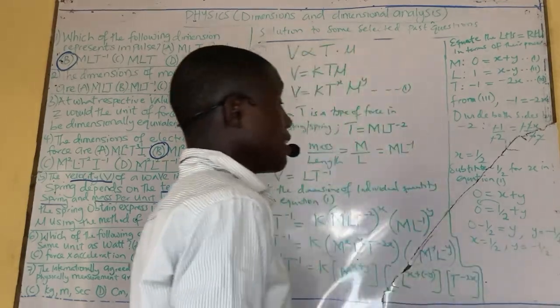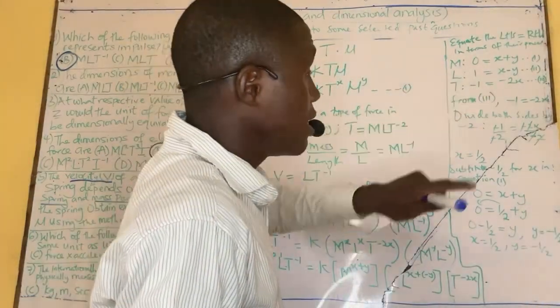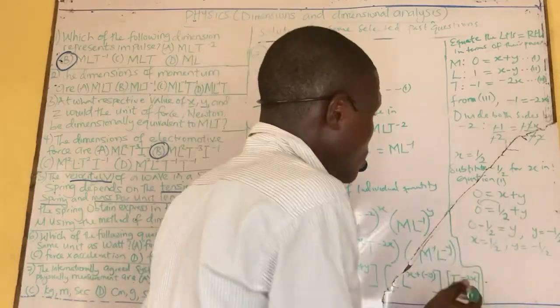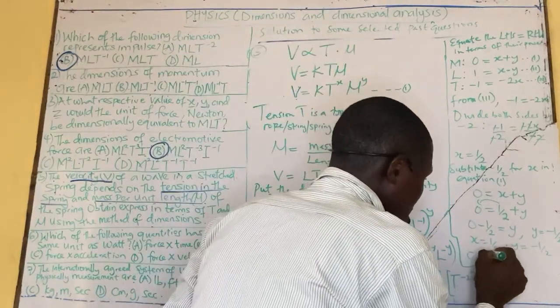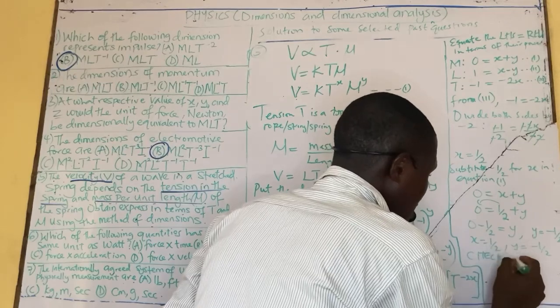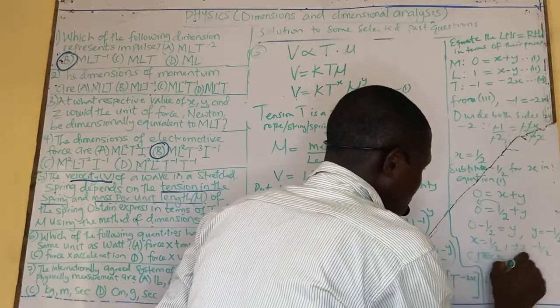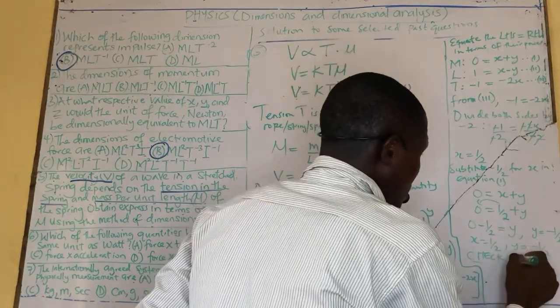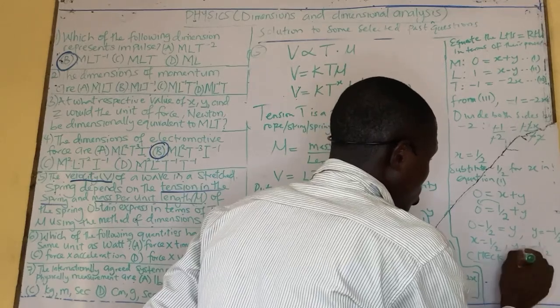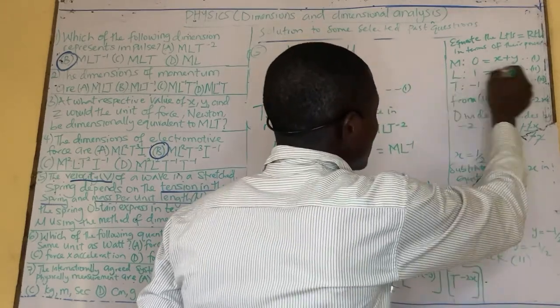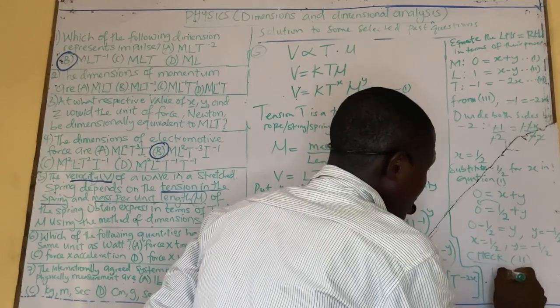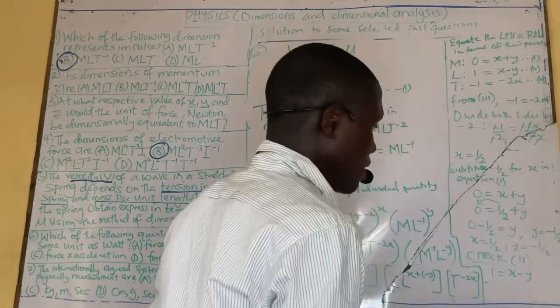Now, let's check whether we are correct. Check whether we get the right answer for x and y by going to equation 2. Equation 2 says 1 equal to x minus y. Let's see whether it's true.